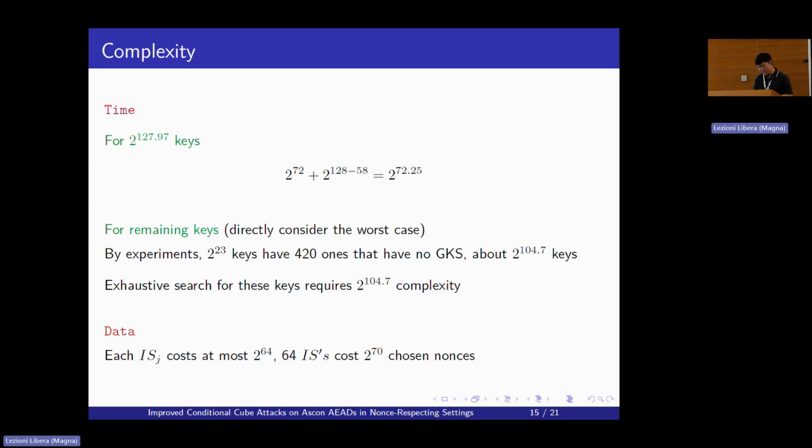By experiments, we find among 2 to 23 cases, there are 420 that have no good k sets. For this case, the size is about 2 to 104.7 keys, so we just do the exhaustive search. This is the worst case. For data complexity, for each initial structure the attack will cost at most 2 to 64 nonces, so the whole attack will cost 2 to 70 chosen nonces.